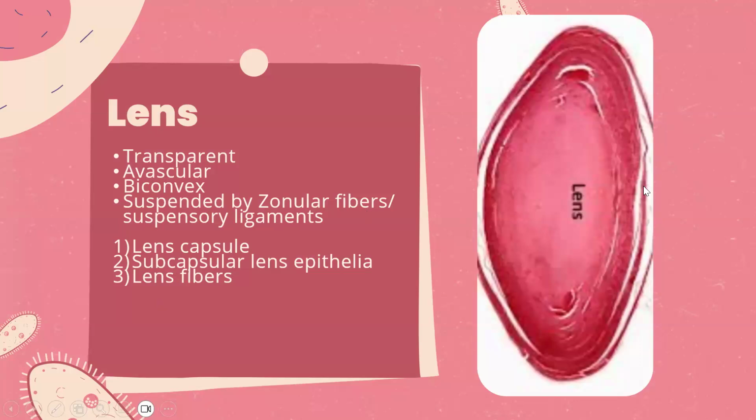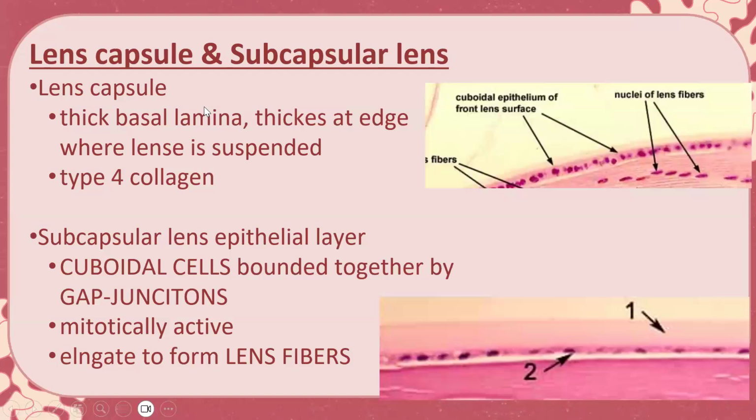The outer part is the lens capsule, then we have the subcapsular or epithelial layer of the lens, and the inner part is the actual lens fibers that refract the light. The lens capsule is a thick basal lamina. It is thick at the edges, and it has type 4 collagen. A capsule is a protective layer, so it protects the lens, and it is thickest at the edges where it is suspended from the suspensory ligaments.